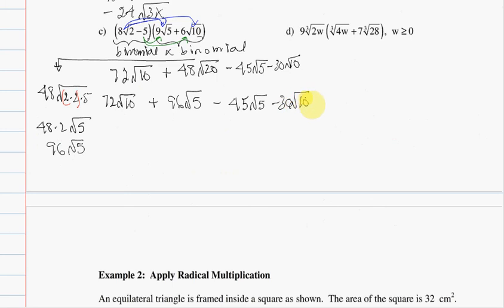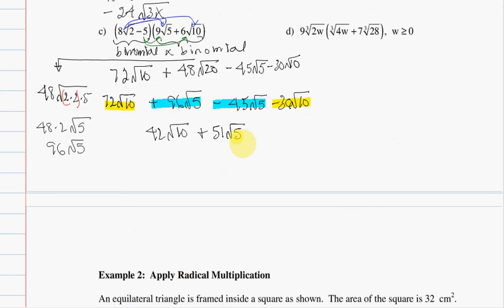Okay, now remember from our last lesson, we can only add like radicals. So we've got a 72 root 10, so a root 10 here, and a root 10 here, and we have a root 5 here, and a root 5 here. So we're going to go 72 minus 30 is 42 root 10. And 96 minus 45 will leave us with 51 root 5.